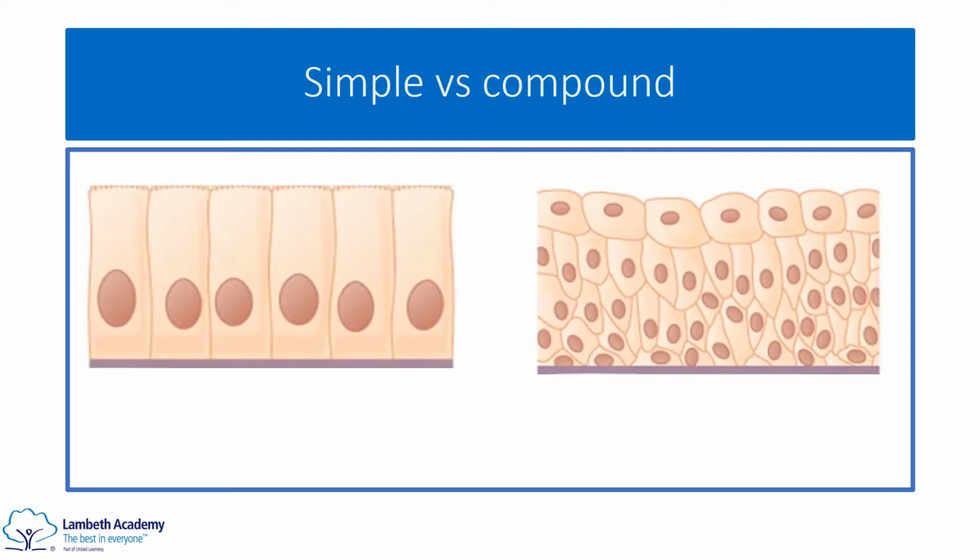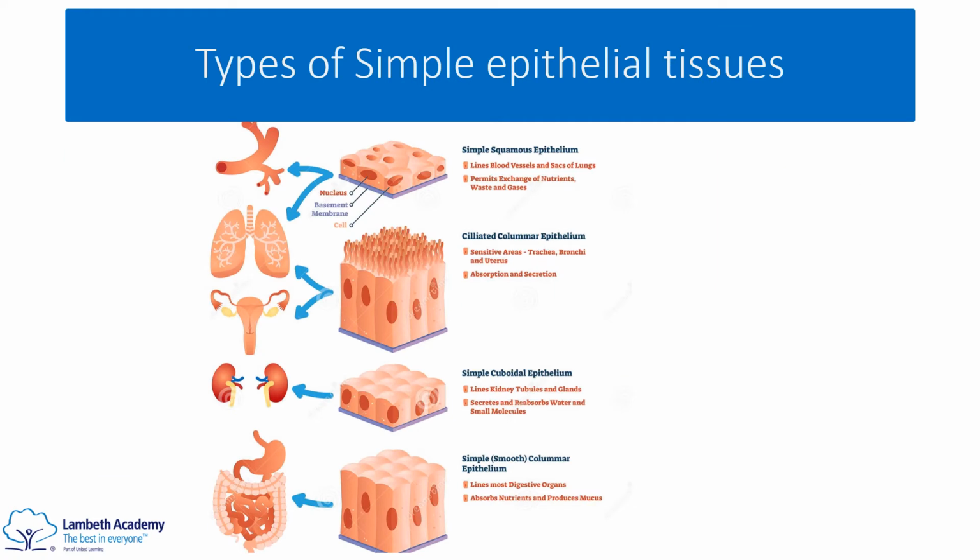We can break our epithelial tissues into 2 sections. The first one is simple and the second one is compound. So a simple epithelial tissue is 1 cell thick, and our compound is several different layers thick. There are 4 types of simple epithelial tissue. The first one that we're going to look at is your squamous epithelial. The second one will be our ciliated epithelial. Our third, our cuboid epithelial, and then finally we've got our columnar epithelial tissue. I'm going to go through these each individually, but just want you to know the 4 types of simple epithelial tissue.